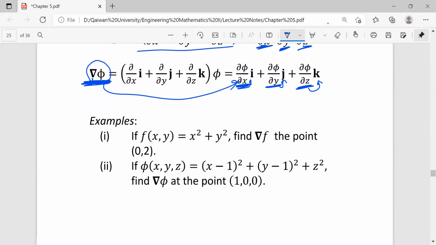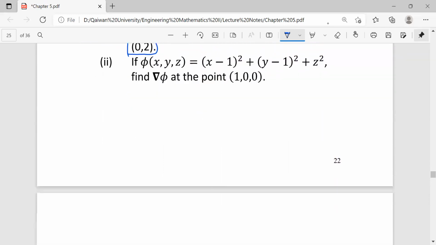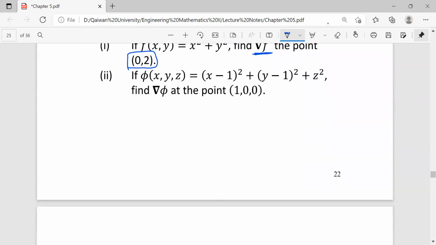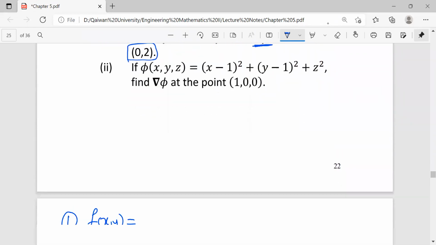Now we have 2 examples. It says if f of x, y equals x squared plus y squared, find del f or grad f. Here we are going to find the gradient of f. F is a scalar field. At this point, you should first find grad f, then replace each x by 0 and y by 2. Let's find the gradient vector. Here, f of x, y equals x squared plus y squared.